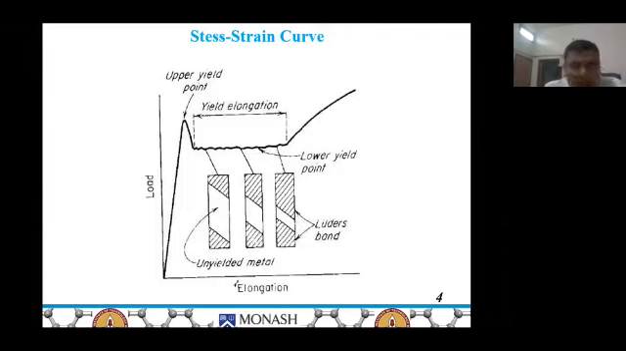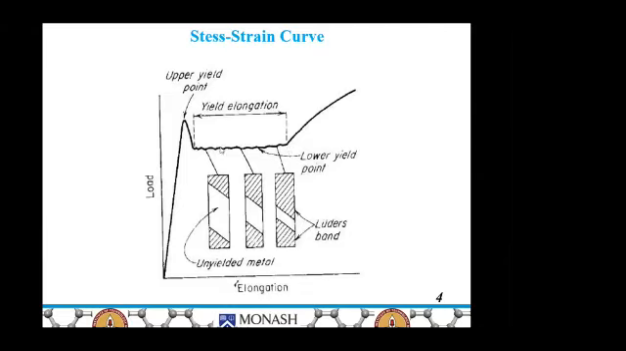When several Luder's bands are formed, the flow curve during yield point elongation will be irregular, each jog corresponding to the formation of a new Luder's band. After the Luder's bands have propagated to cover the entire length of the specimen, the flow stress will increase with the strain in the usual manner, and this marks the end of the yield point phenomenon. So here you can see at the lower yield point, we have yield elongation.